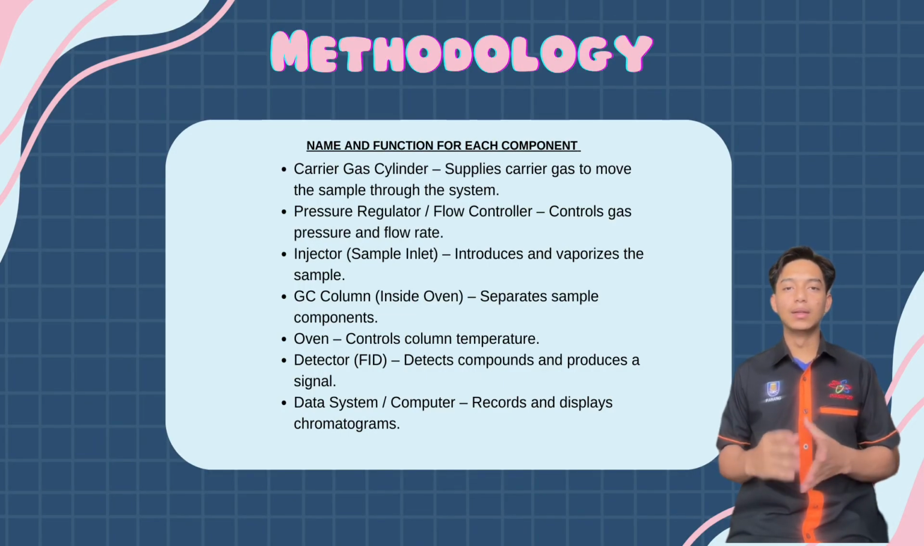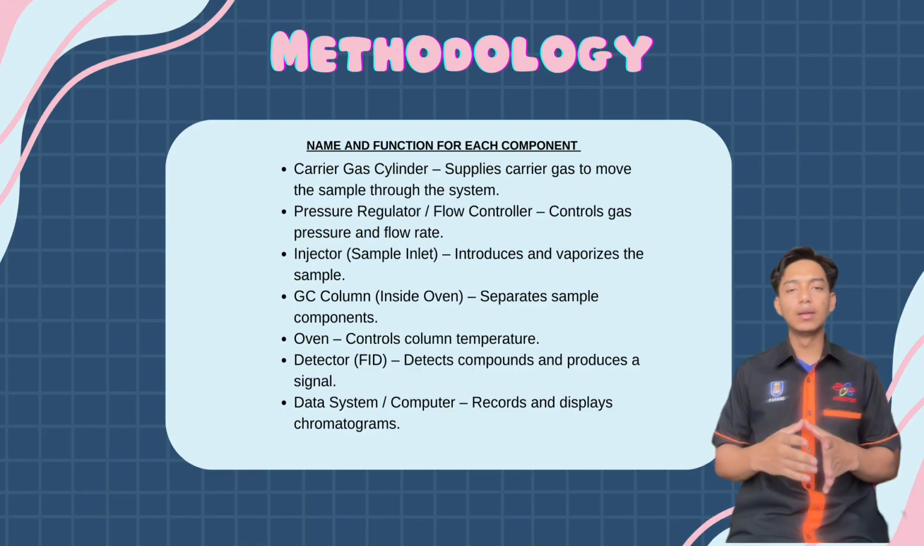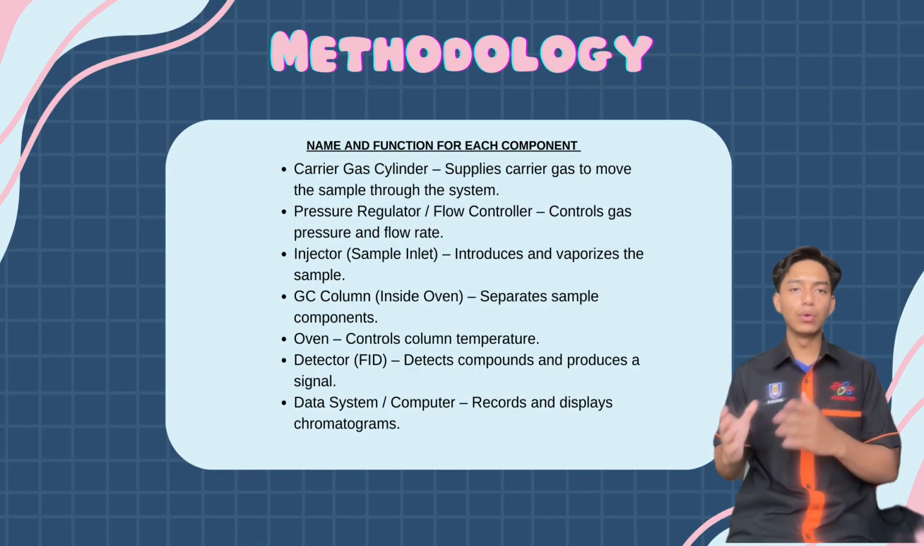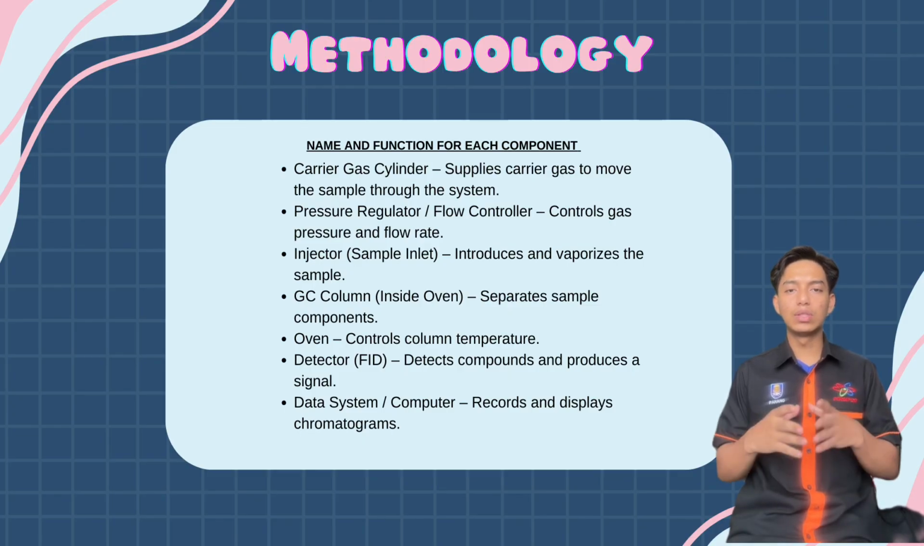This slide summarizes the name and function of each component in the gas chromatography system. The carrier gas cylinder supplies the carrier gas that moves the sample through the system. The pressure regulator and flow controller ensure that the gas pressure and flow rate are kept stable. The injector is where the sample is introduced and vaporized before entering the column. The GC column, which is placed inside the oven, is responsible for separating the components of the sample.